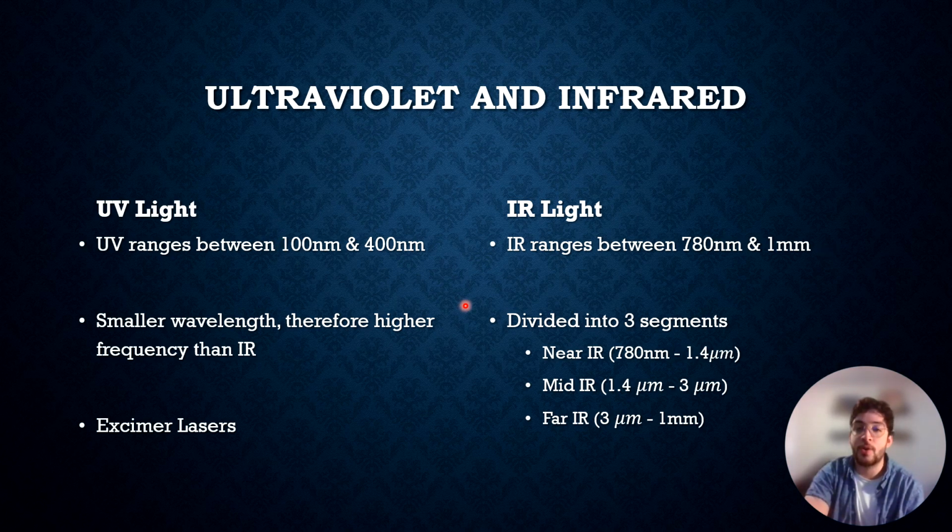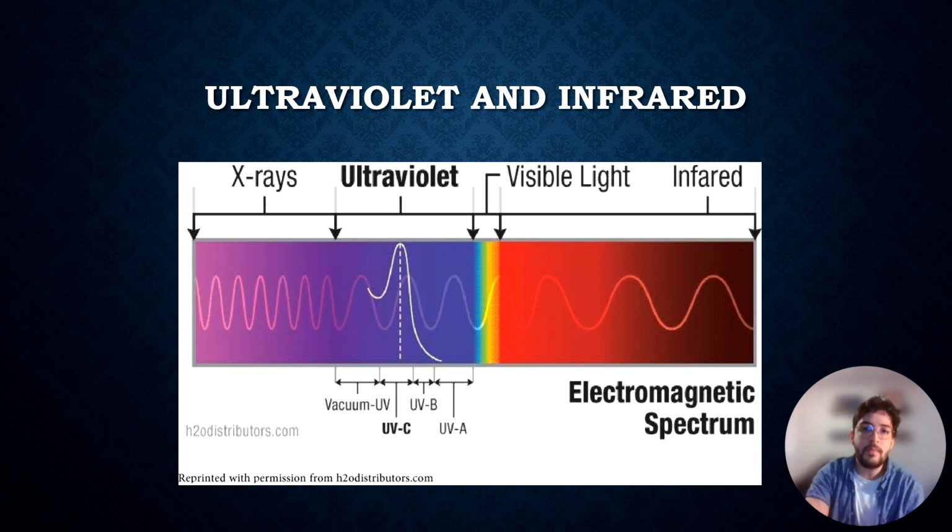And so we divide infrared light into 3 segments. Near IR will be from 780 nanometers to 1.4 micrometers. Mid IR will be 1.4 micrometers to 3 micrometers, and far IR will be 3 micrometers to 1 millimeter. And so here's a better diagram of what we're going to be talking about with the wavelengths, where ultraviolet is going to be this little section right here. The infrared is this big section right over here. And then the visible light spectrum, where we can visually see these wavelengths, is right here in the middle. It bridges between UV and infrared here.